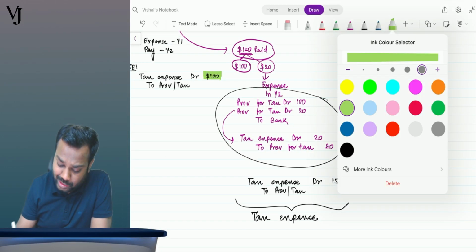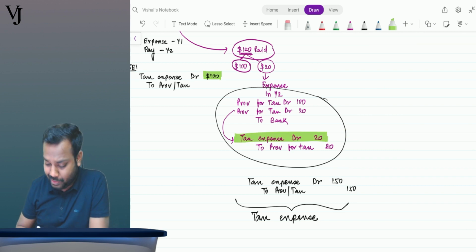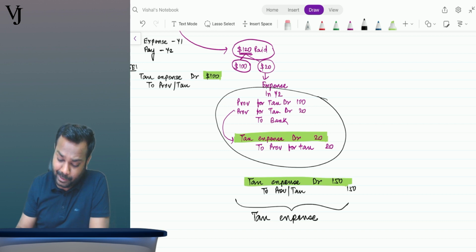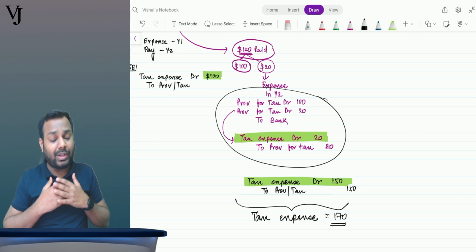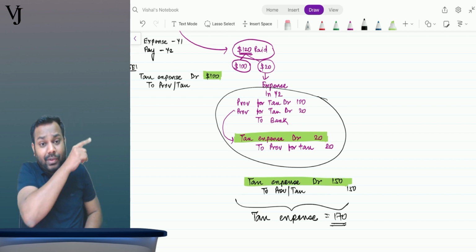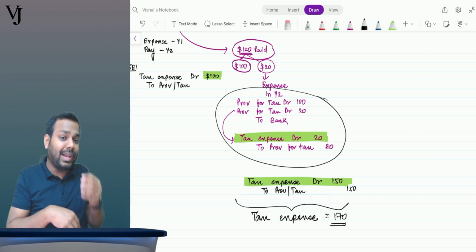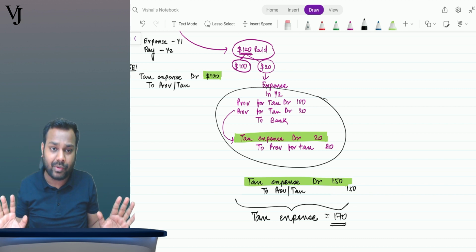In year 2, the standard says that you will recognize an amount of this first, and then an amount of this one. Both. So what is the total? 150 plus 20 is 170. Meaning 150 for the current year, and 20 for the previous year, which I will also recognize in the current year. Why? Because that was a change in the estimate, and estimates are accounted for prospectively. I hope it is clear to everyone till here.